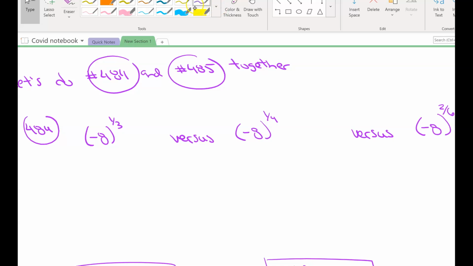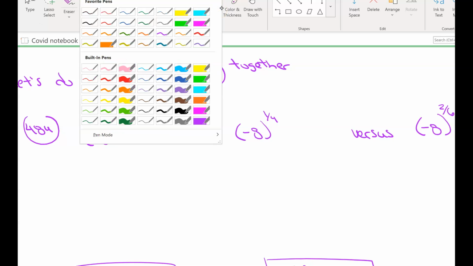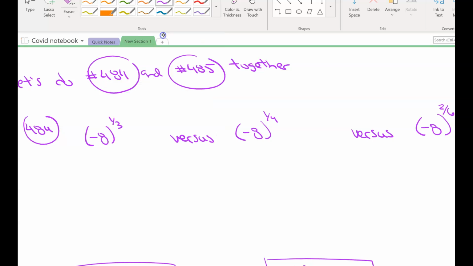If we have these three expressions they want you to compare, well, I guess we'll do them kind of the way that's set up in your book here. Let's rewrite -8 to the 1/3 and -8 to the 1/4 in radical form. Okay, we'll do -8 to the 2/6 last. So in radical form, -8 to the 1/3 means the cube root of -8. Okay. -8 to the 1/4 means the fourth root of -8.